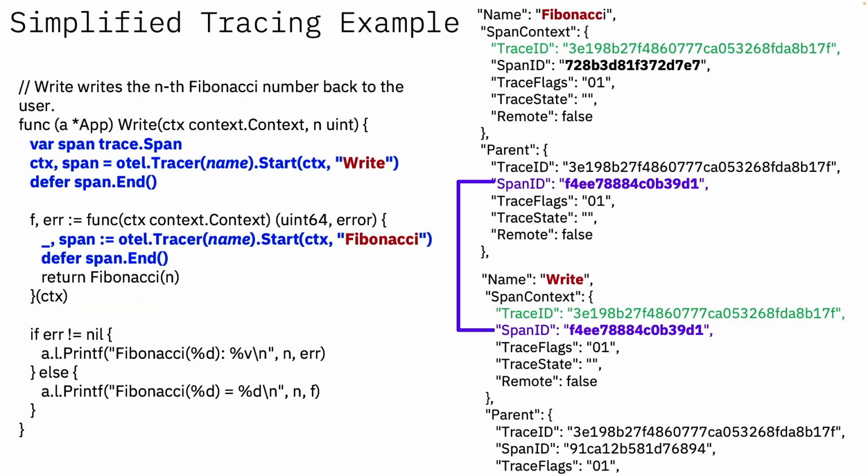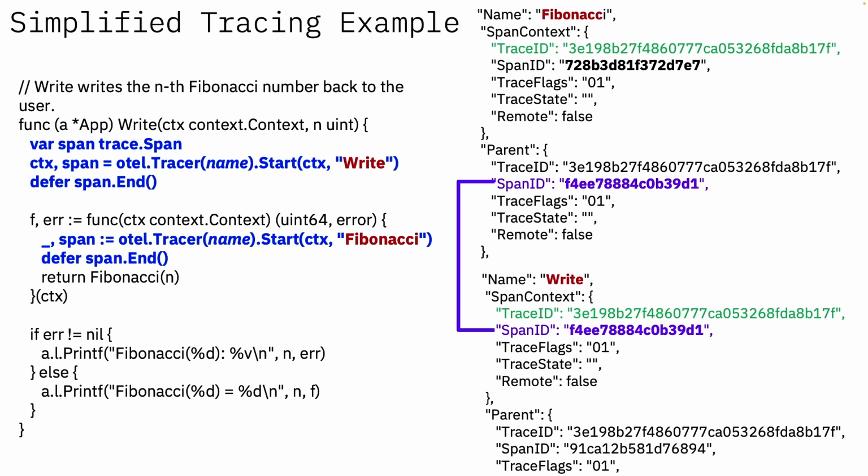Simplified tracing example. Very simple routine here. We're calling a routine called Fibonacci. And so, write ends up calling Fibonacci. And so I've created some distributed tracing, and the units of work are called spans. And so I've got two spans here.